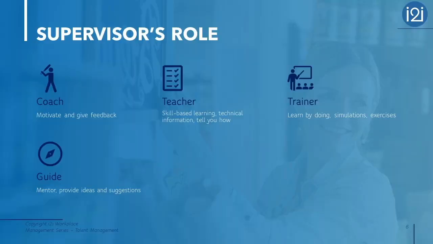The supervisor's role has many functions as a coach, teacher, trainer, and guide. As a coach, you're going to be motivational and listen, providing feedback, setting goals, and cheering the employee on. As a teacher, you're going to focus on skill-based learning, technical information, telling someone how to do something. There's a difference between teaching and training. Teaching is primarily telling, explaining a process, describing solutions, informing the person about technical information, and so on. Whereas a trainer is someone who shows the person how to do something, using interactive processes, simulations, and hands-on learning.